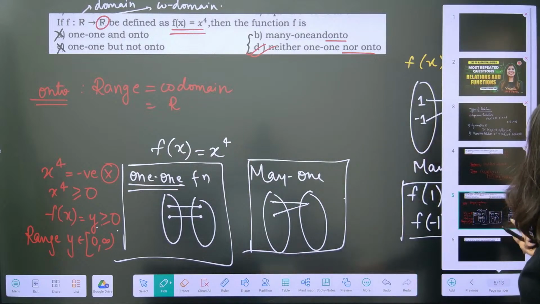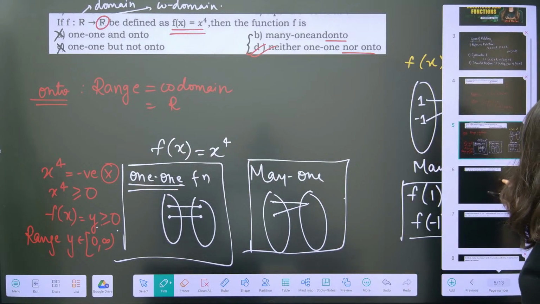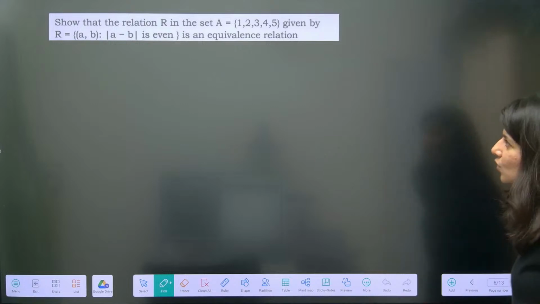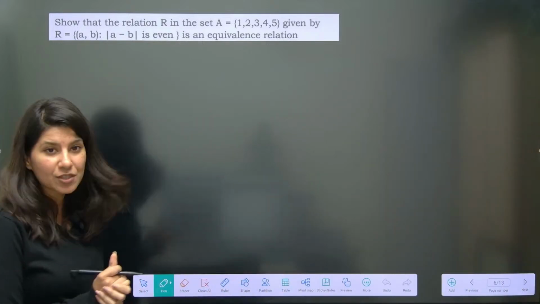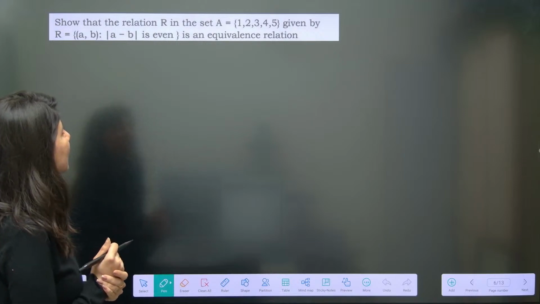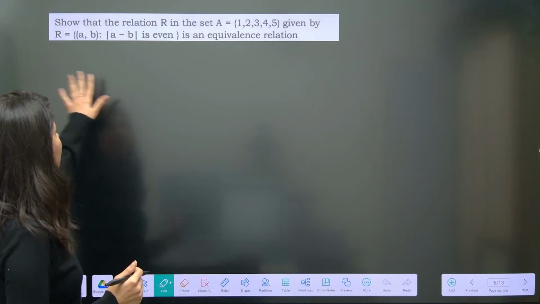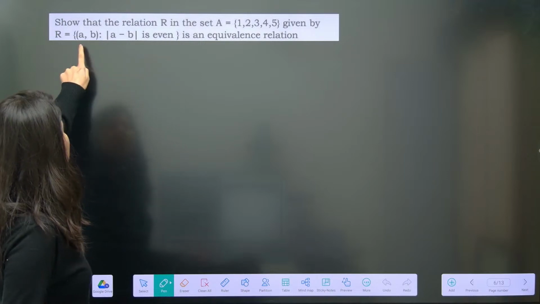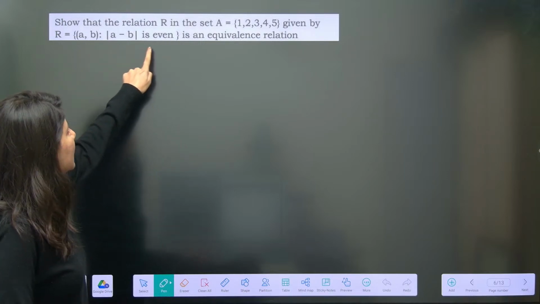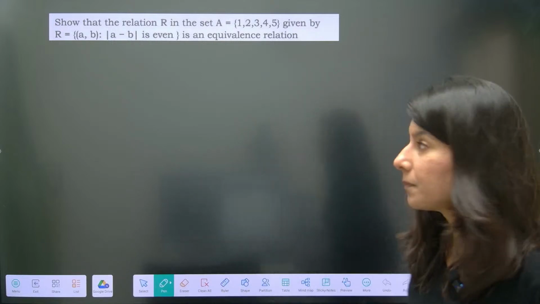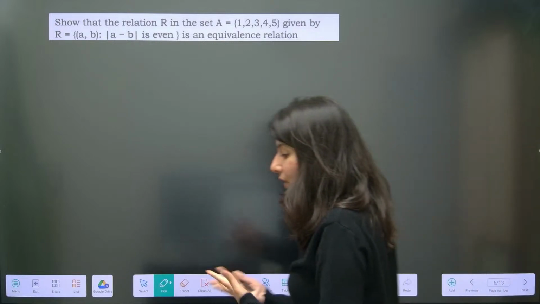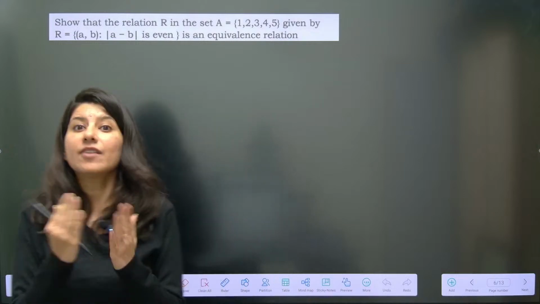So 1 marker, I think you will be able to do it. Now there is one more question, which will be a 3 marker question. Show that the relation R in the set, given by R = {(a, b): a - b is even}, is an equivalence relation. Now you have to understand. We need to show that this relation is an equivalence relation.